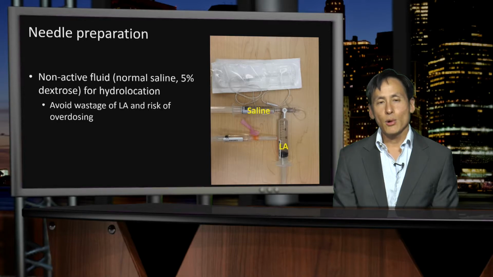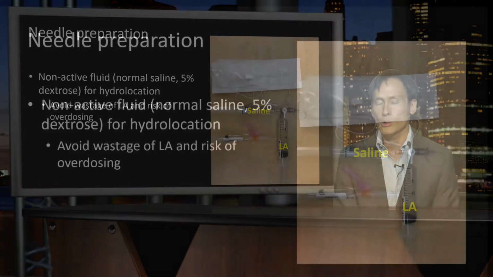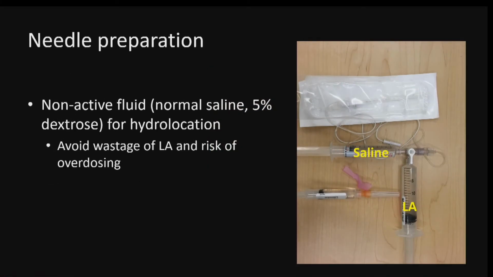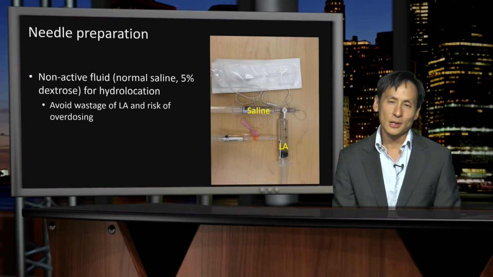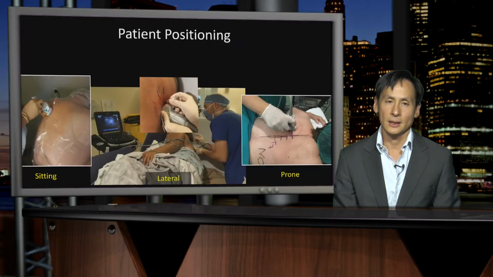Finally, I think it's very important to always ensure that you have some non-active fluid loaded onto your needle to use in the initial process of hydrolocation. Getting into the right space is vital to the success of this block, and what you don't want to do is end up wasting your local anesthetic by performing multiple hydrolocation attempts. And then worse is that you refill your syringe with local anesthetic and then run into the risk of overdosing the patient with local anesthetic.